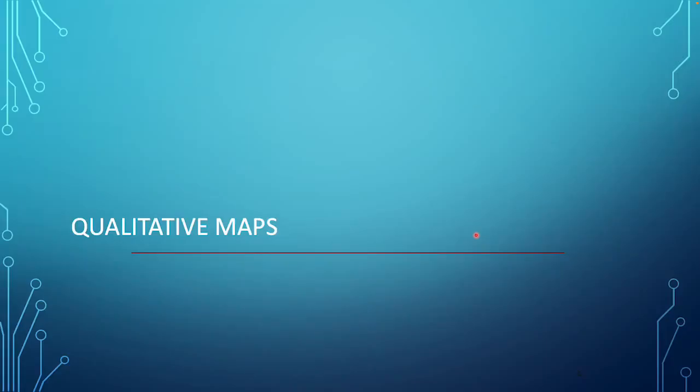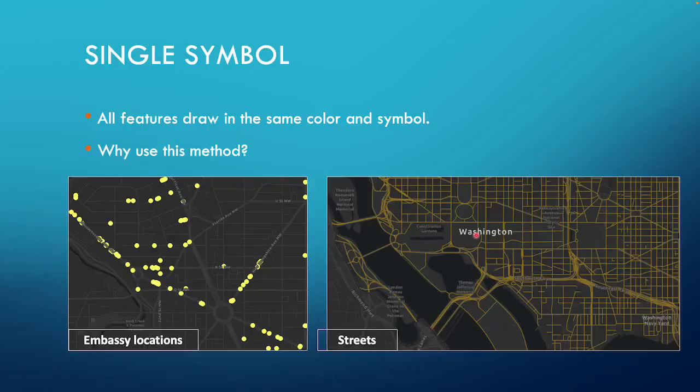Qualitative maps, just different ways in which we can show relative differences or things like that, and then we'll talk about how we can show different ways to quantify those things.